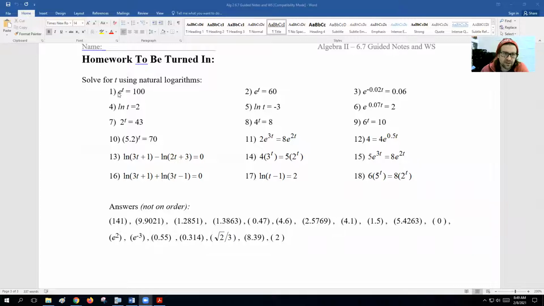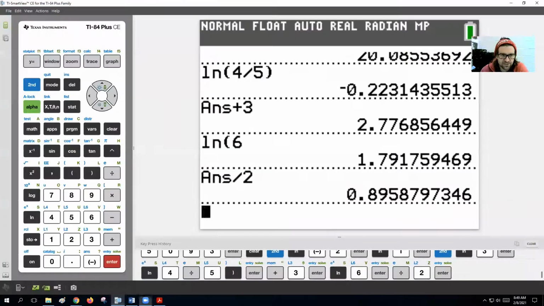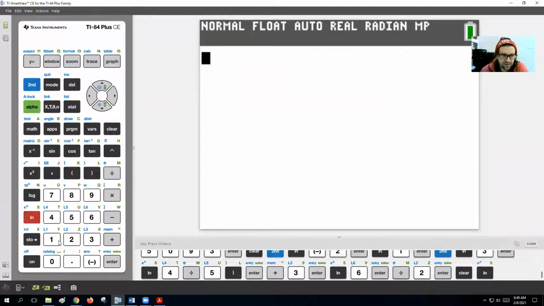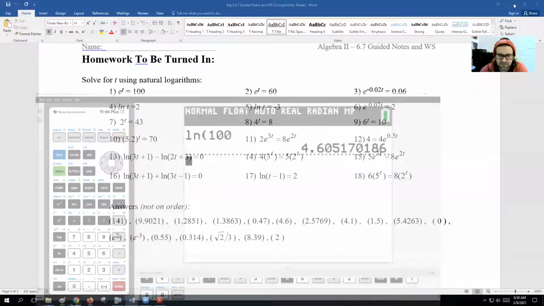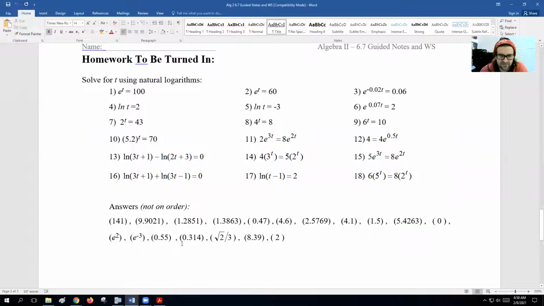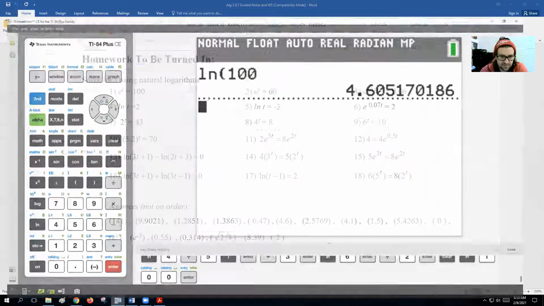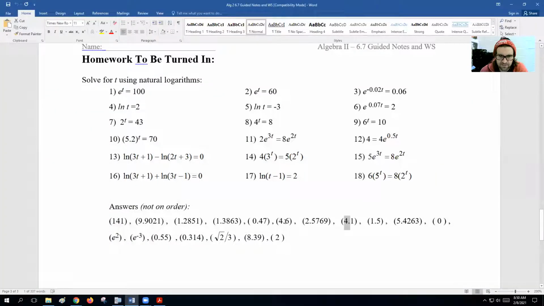So like in number 1 here, we have to solve for t. If we want to get rid of this e, we just ln the other side. So we have t already by itself. And so for number 1, we just have to figure out, okay, what's the ln of 100? It's 4.6052. So is that somewhere on here? It's probably close enough here. Yeah, so there we go, 4.6.